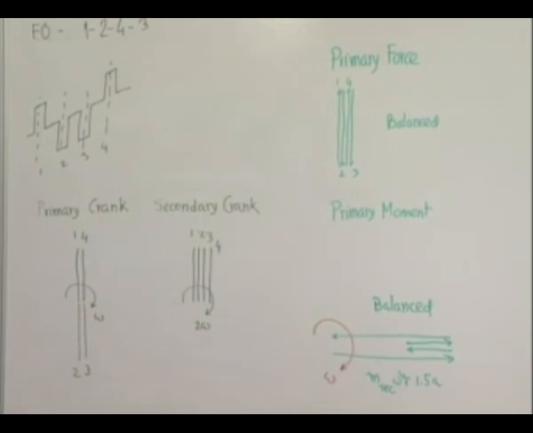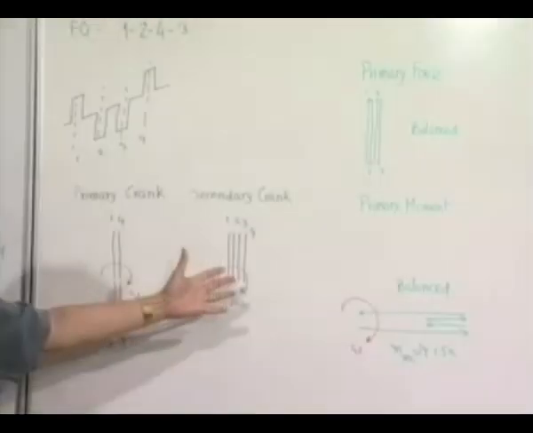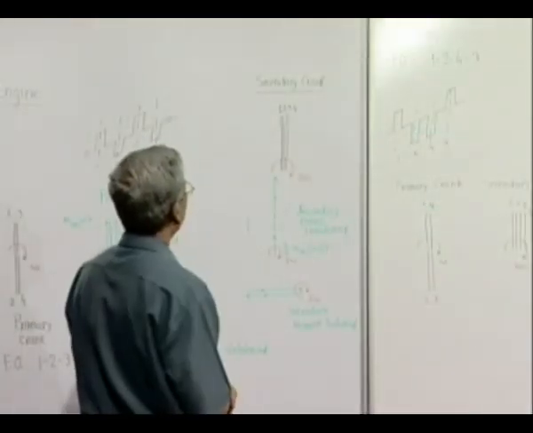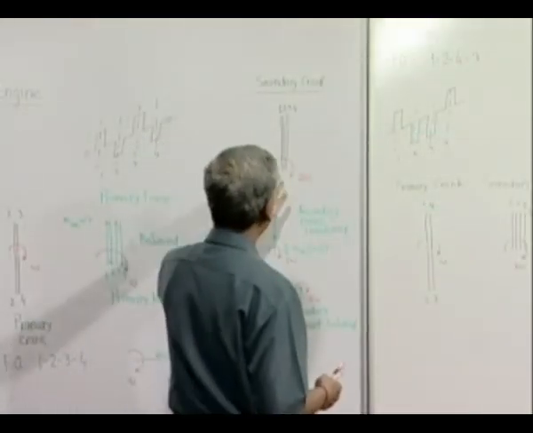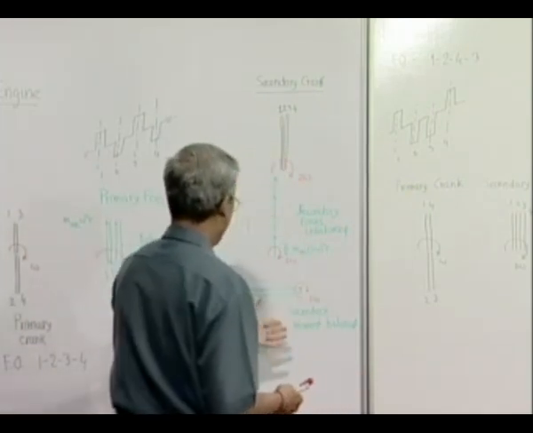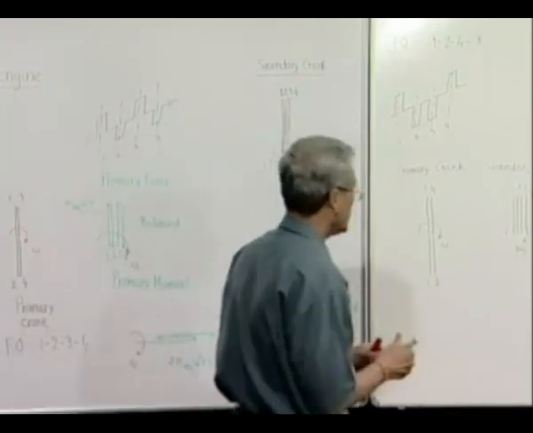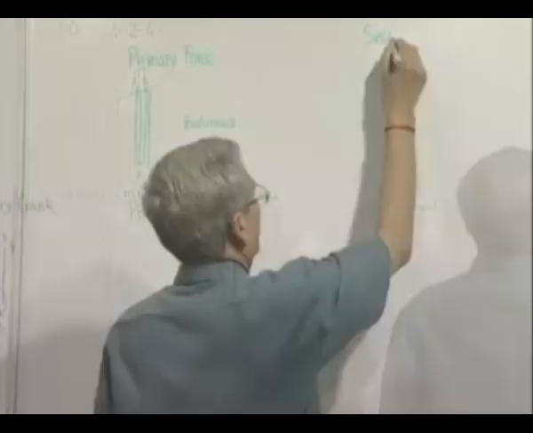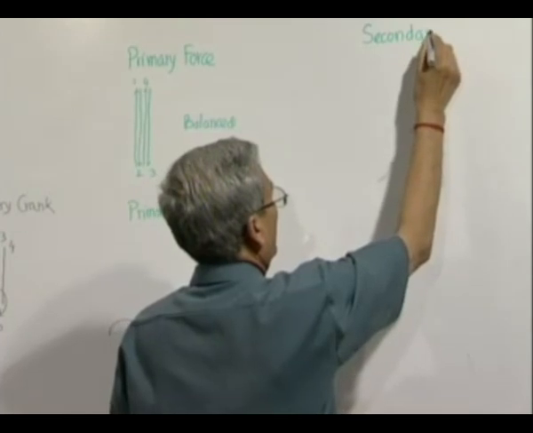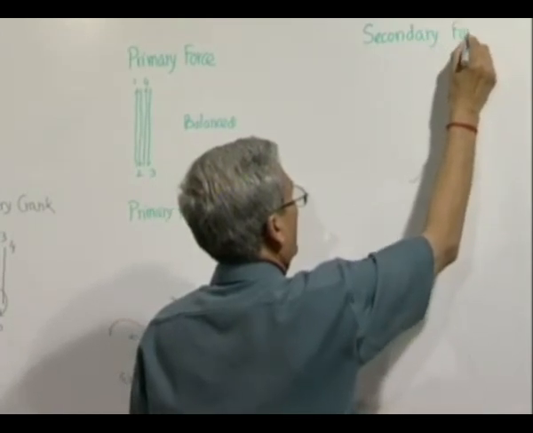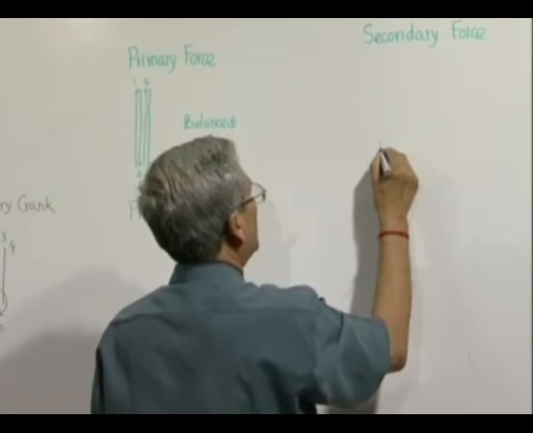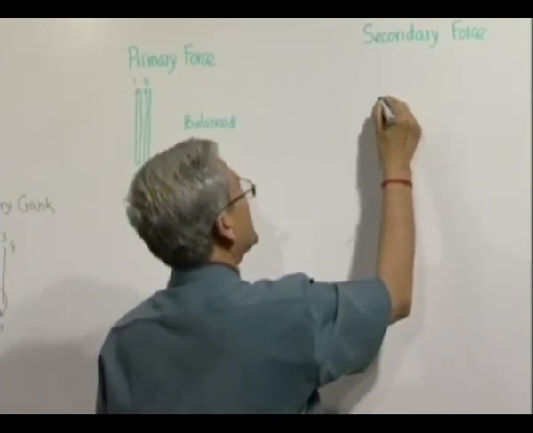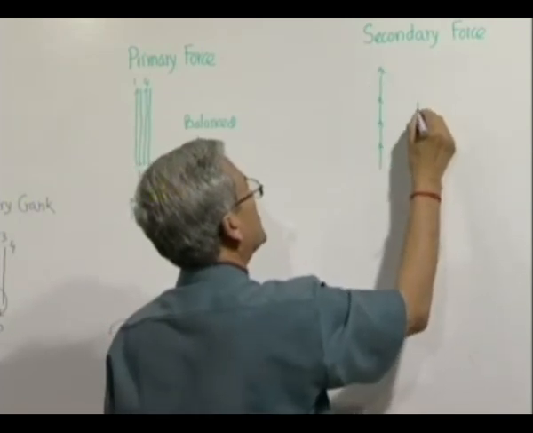The secondary, if you can find out, you will find, since secondary crank is like this, indistinguishable from the secondary crank of the previous one. So, you will find that the forces will be obviously unbalanced, and moment you can check what it is. So, we will find first cylinder will produce in this direction, second cylinder also produce same force, third also same, and fourth also same. So, unbalanced.